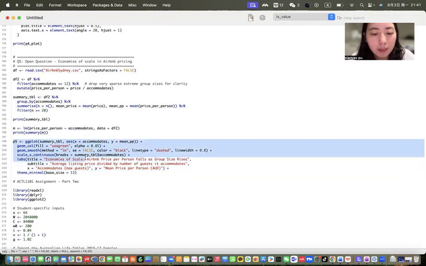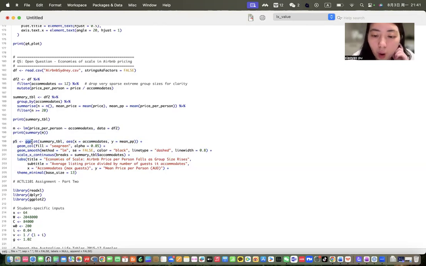And now I build a visualization. I use ggplot with my summarized tibble, plotting accommodates on the X axis and mean PP on the Y axis. And geom_col draws this as green bars.